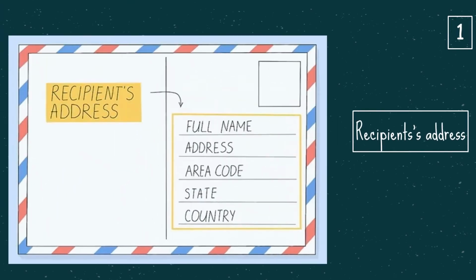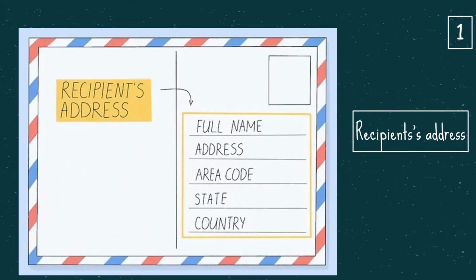On our postcards, we need to write down the full name and also the complete address of the person that will get this postcard. So for example, if you want to send this postcard to your friends, then you need to write down their full name and also their complete address on the postcard.